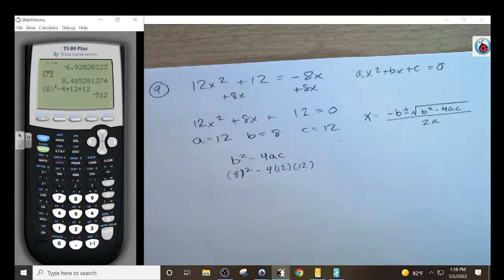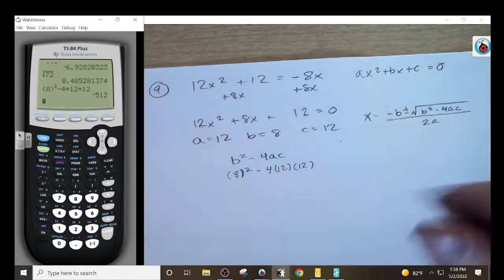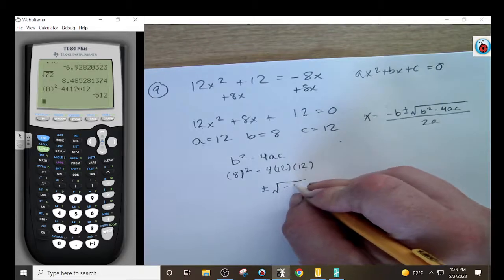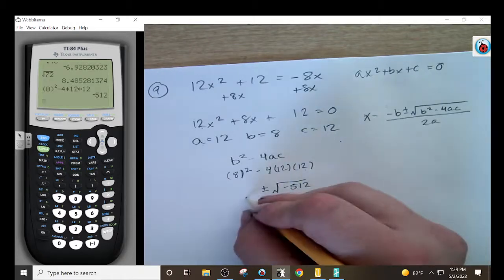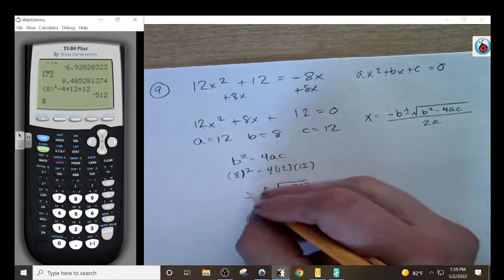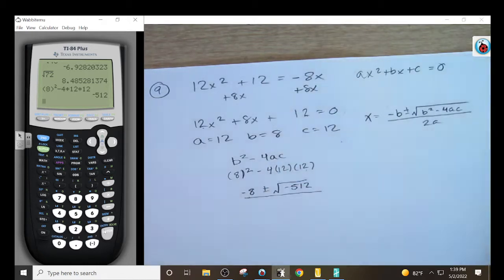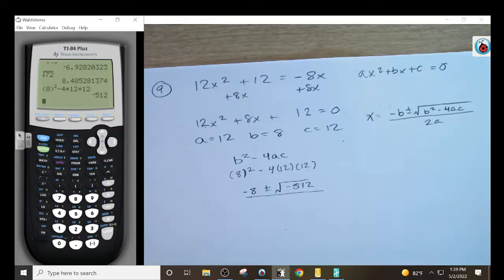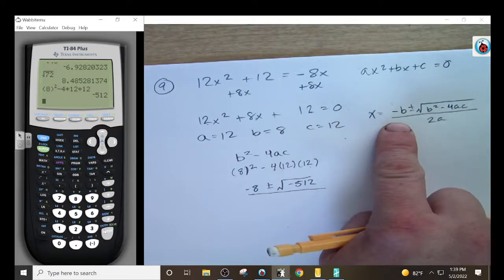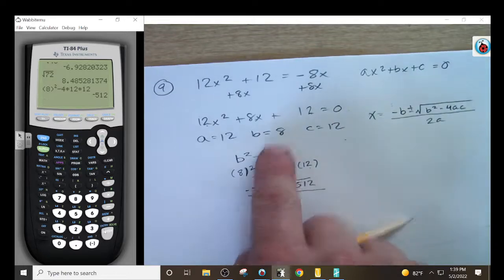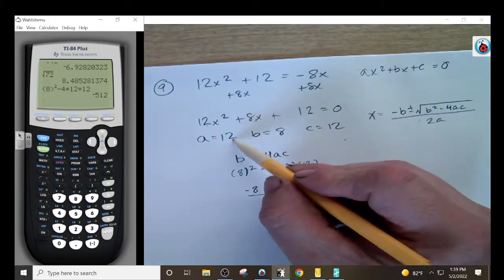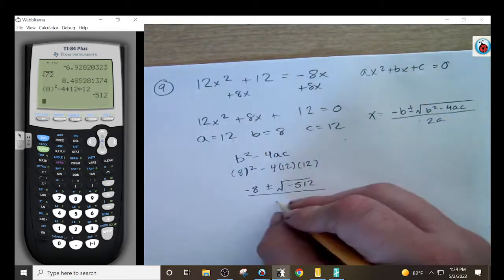All right. So guys, we do have a negative discriminant. Now the number that goes here is the opposite of b. Well, b is 8, so it's going to be negative 8. Looking at our formula here, the opposite of b, the b term is 8, so it's going to be negative 8. Now the bottom is 2 times a. Well, a is 12, so 2 times 12 is 24.